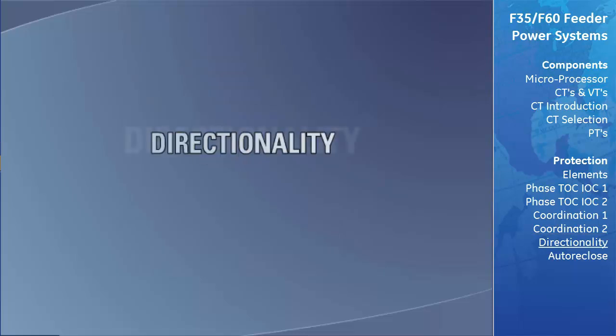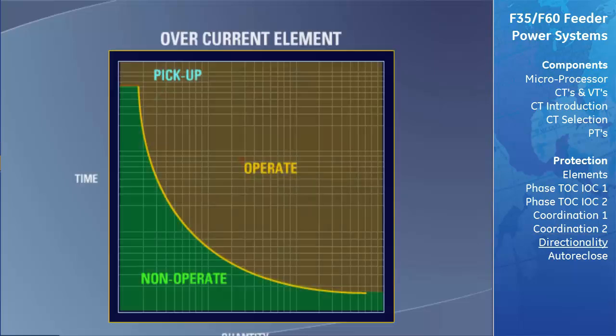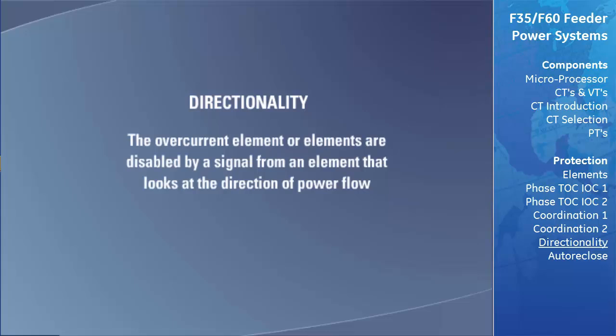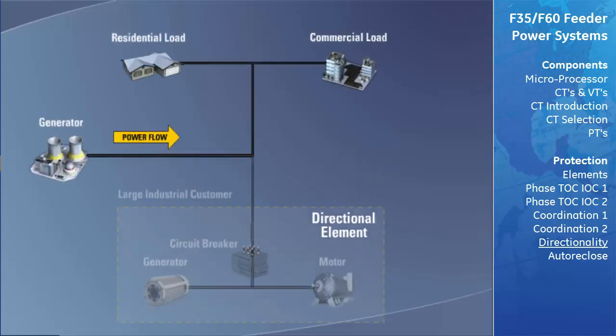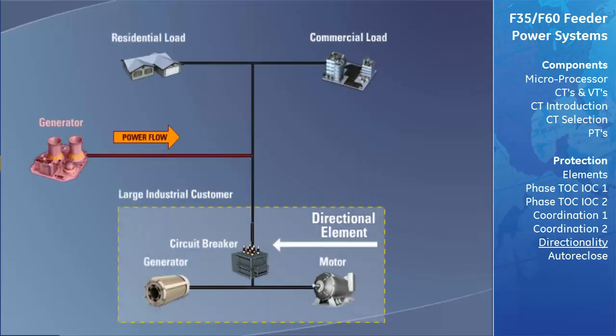In some applications, it is desirable to add directionality to the overcurrent element. What we mean by directionality is that the overcurrent element or elements are disabled by a signal from an element that looks at the direction of power flow. This type of element is referred to as a directional element. Once the directional element determines that the phase angle between the current and voltage is such that power is flowing in the tripping direction, the directional element removes the disable from the overcurrent element, allowing the overcurrent element to function.